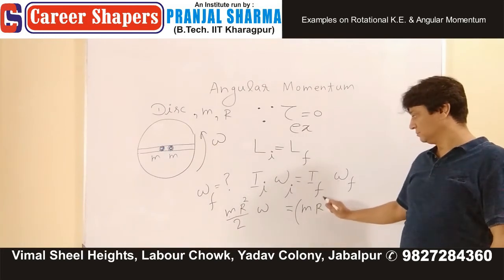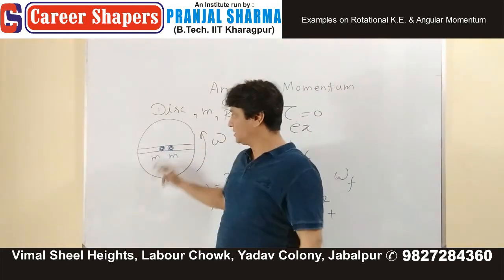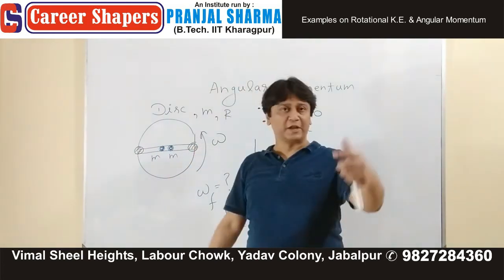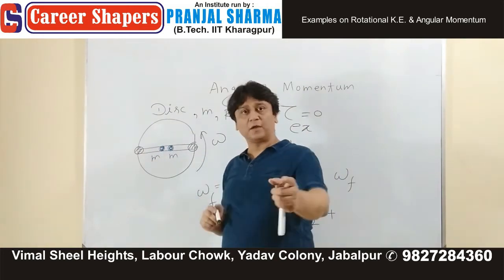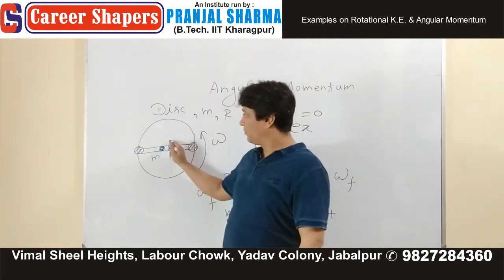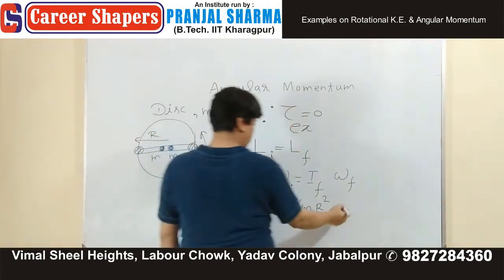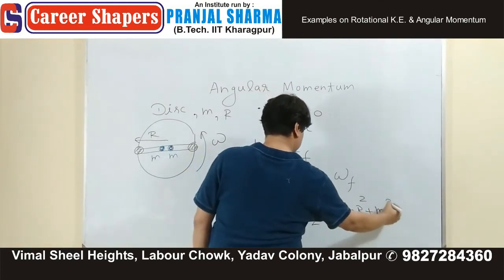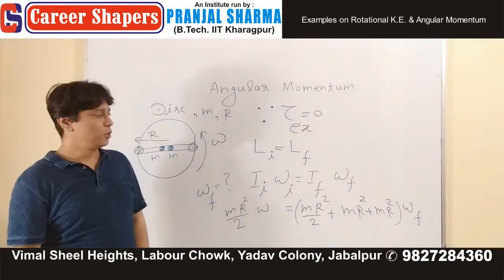Finally, the disk is there. At the same time, these beads arrive over here. Just so that you can see it, I've drawn it like this. They arrive at the very end. What are these things? Small things. That means what? Point mass. Point mass at a distance of what? R. What is the moment of inertia of a point mass? mR square. How many balls are there? 2. Into omega final. Done. That's how you answer this question.